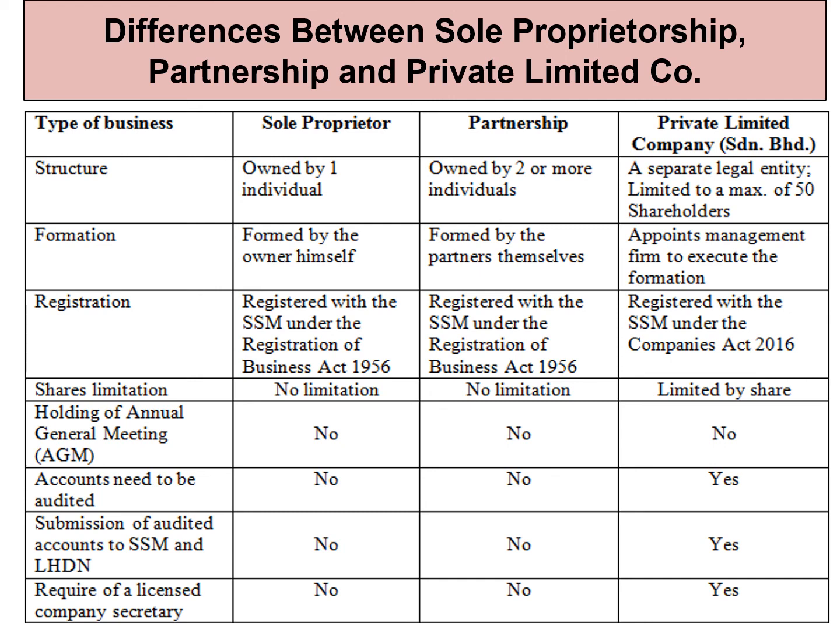In terms of registration, both sole proprietorship and partnership are registered with the SSM under the Registration of Business Act 1956. Meanwhile, the private limited company is registered with the SSM but under the Companies Act 2016.